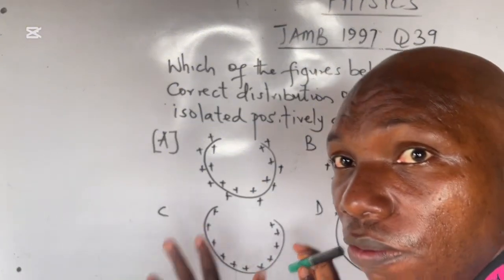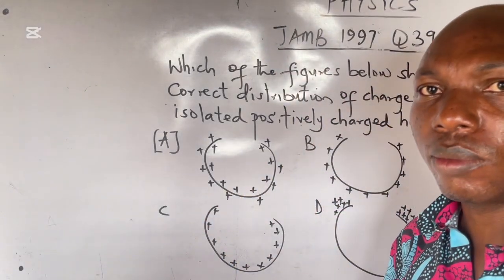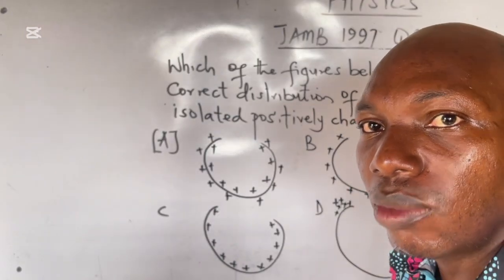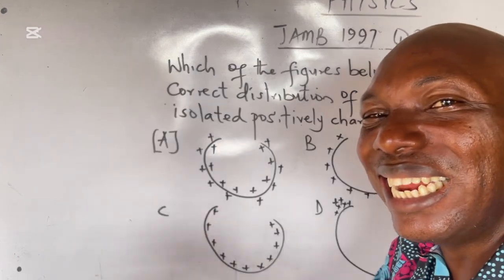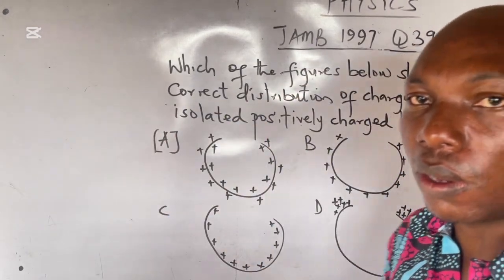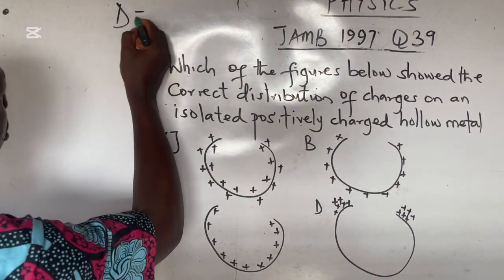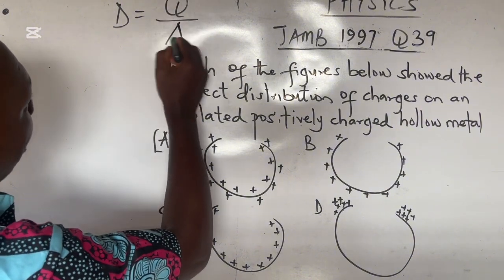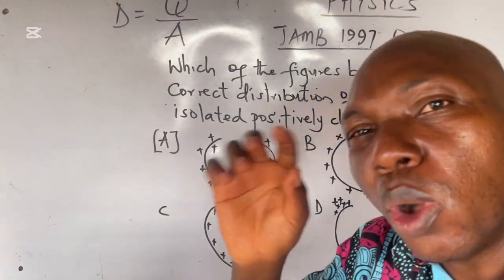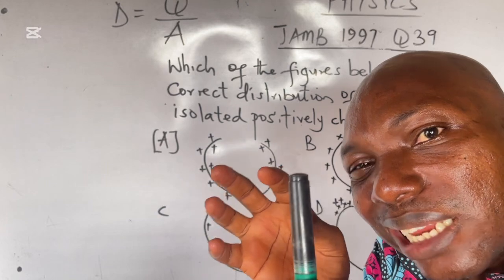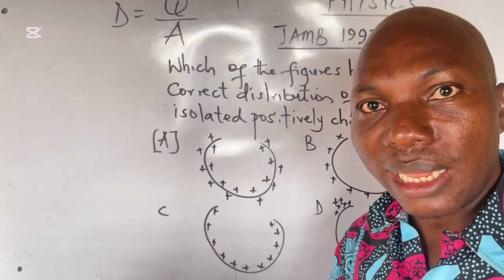For you to answer this question very well, you must know the concept they call charge density. Charge density is the ratio of the charge to the area, and it is highest at the sharpest point of the conductor. Let me put down what I'm saying now. Charge density, D, equals charge over area. The charge density means the point where the charges are concentrated, just as if you are saying Lagos is densely populated.